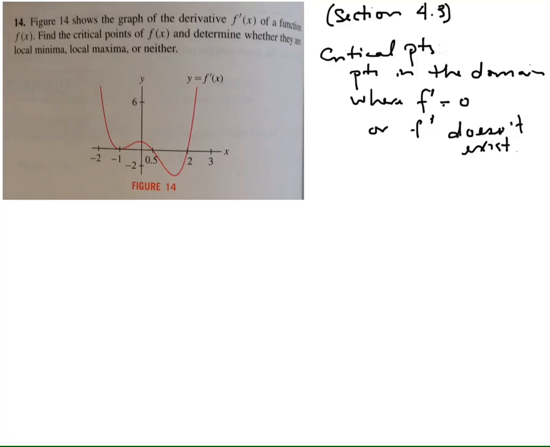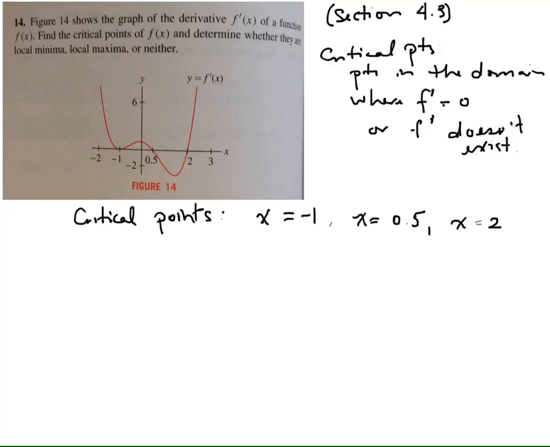Okay, so it looks here like the derivative f prime of x exists everywhere, but for this picture it looks like our critical points only come up because of when the derivative is 0, and those happen to be at the points x equals -1, x equals 0.5, and x equals 2. Okay, and now we just have to figure out, for each of these critical points, is it a local minimum, a local maximum, or neither?